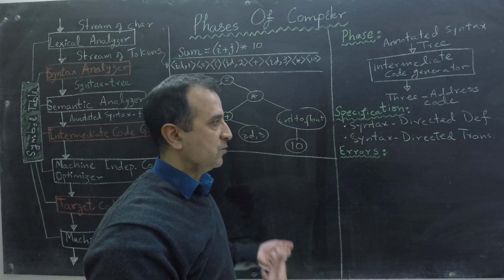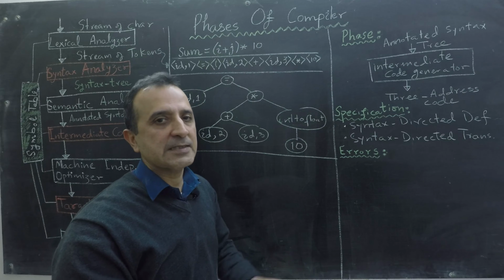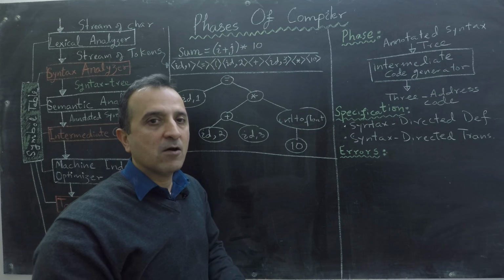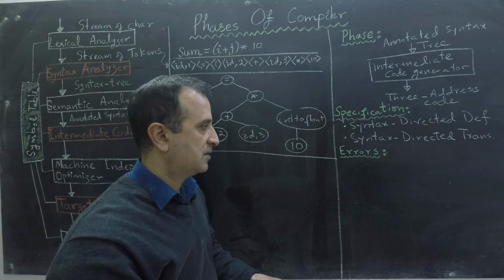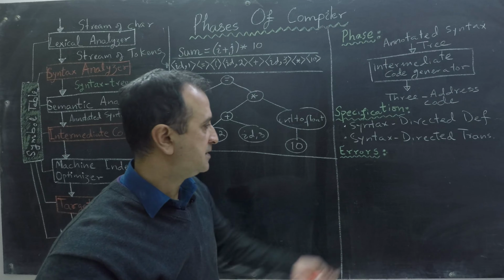Usually this phase doesn't produce many errors because we have produced all the errors about tokens in the lexical analyzer phase. We have produced all the syntax errors in the syntax analyzer phase, and all the semantic errors that we can produce in the semantic analyzer phase. So usually we don't have any errors here.